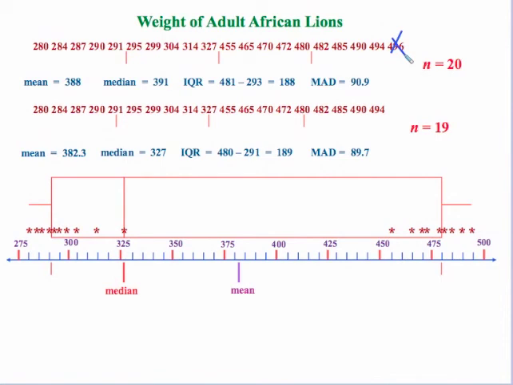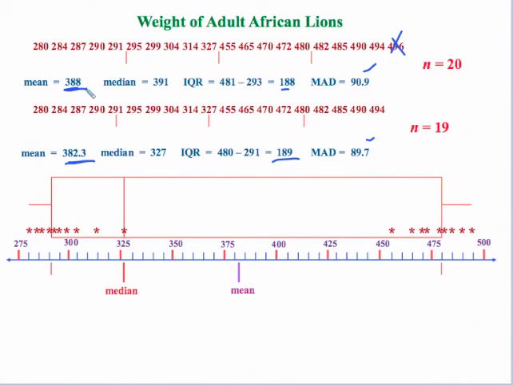Let's say that we knock out the biggest of the male lions. Now look what that does to our data set. Okay, now we've got 19 values. Notice that there's very little difference between the mean absolute deviation. There's very little difference in the interquartile range. There really isn't a whole lot of difference in the average weight, 382.3 compared to 388.